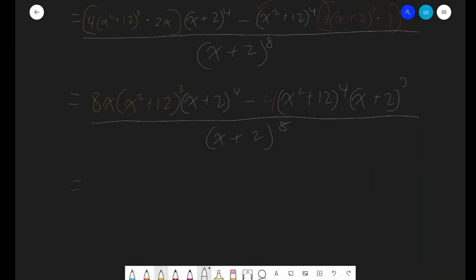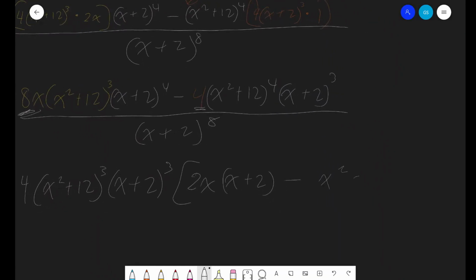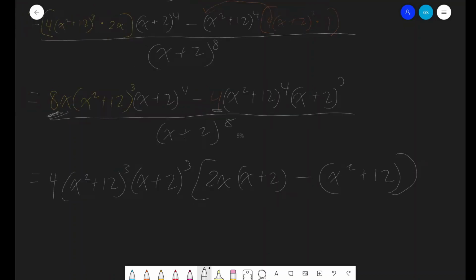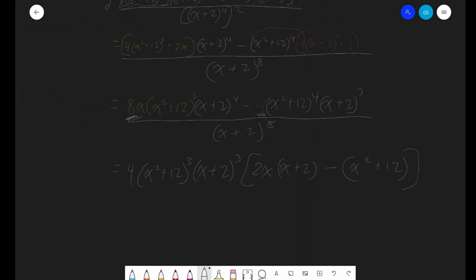Now we can do some factorization. I can take out a 4, right? Because there's an 8 here and there's a 4 here, so I can factor out 4. I can also factor out x squared plus 12 to the third power, and I can also factor out x plus 2 to the third power. So in brackets, that would leave me with 8 divided by 4, that's just 2x, right? Multiplied by x plus 2, minus x squared plus 12, all over x plus 2 to the 8.